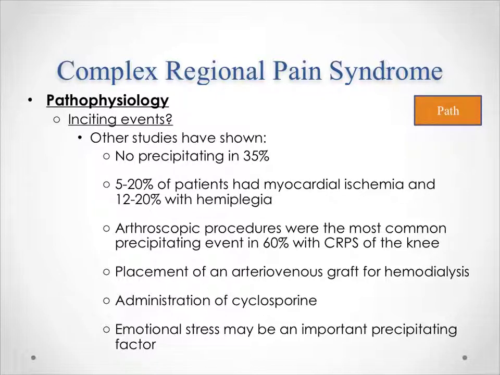Arthroscopic procedures were the most common precipitating event in 60% of patients with chronic pain syndrome of the knee. Placement of an AV graft for hemodialysis was associated with it. The administration of cyclosporin, and emotional stress can be an important precipitating factor, and that's an important point to remember when we talk about treatment later on.